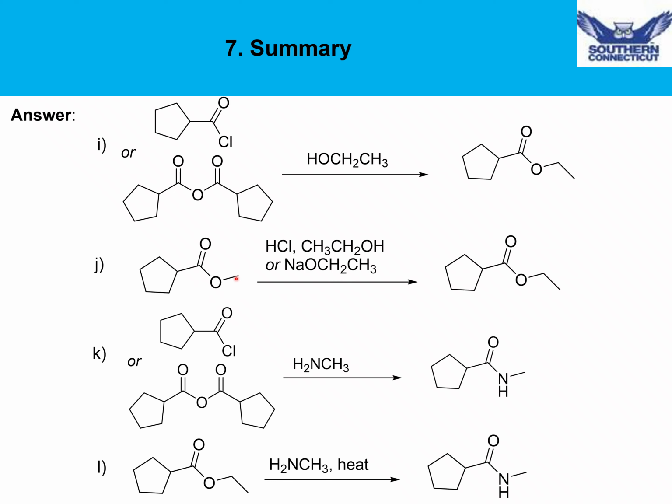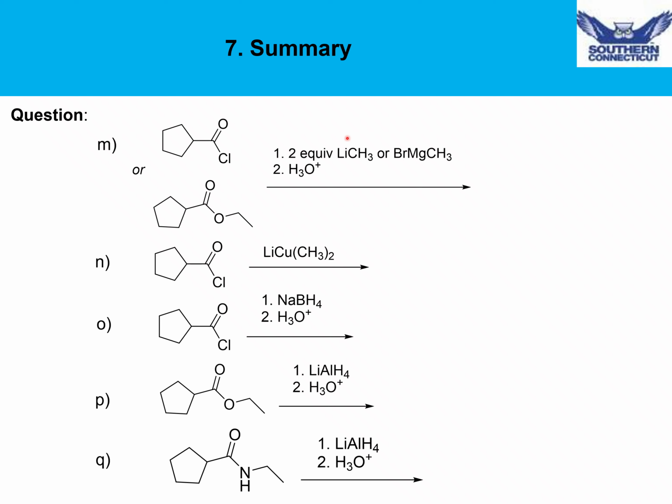In this first reaction, we're going to add two equivalents of a methyl organolithium or a methyl Grignard to an acid chloride or an ester. In the next reaction, we're going to add a cuprate to an acid chloride. Next, we're going to add sodium borohydride to an acid chloride. In the next reaction, we're adding lithium aluminum hydride to an ester. And then lastly, lithium aluminum hydride will be added to an amide.